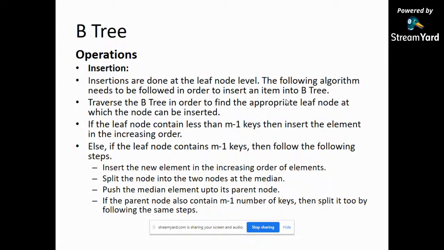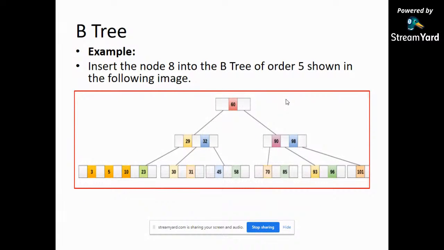So now split the node into 2 nodes at the median. Find out the median, and from the median split the node into 2 nodes. Now push the median element up to its parent node. And if the parent node also contains m minus 1 keys, then split it too by following the same steps. We have to repeat this step up to the root. So in this way, we have to do the insertion. We'll see this with the help of an example.